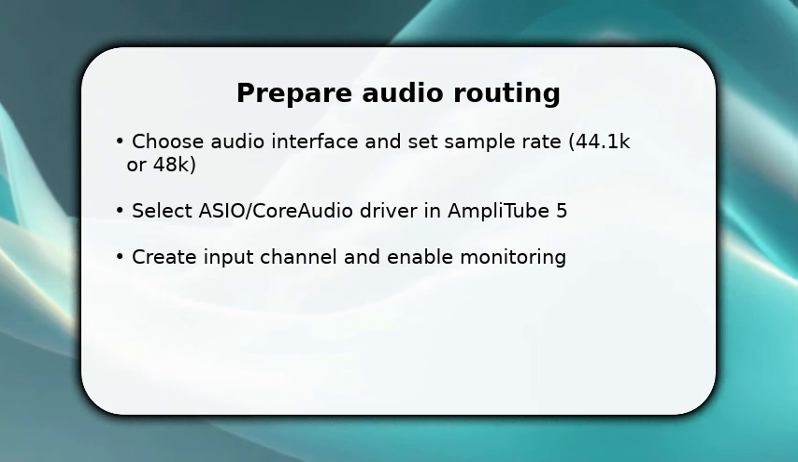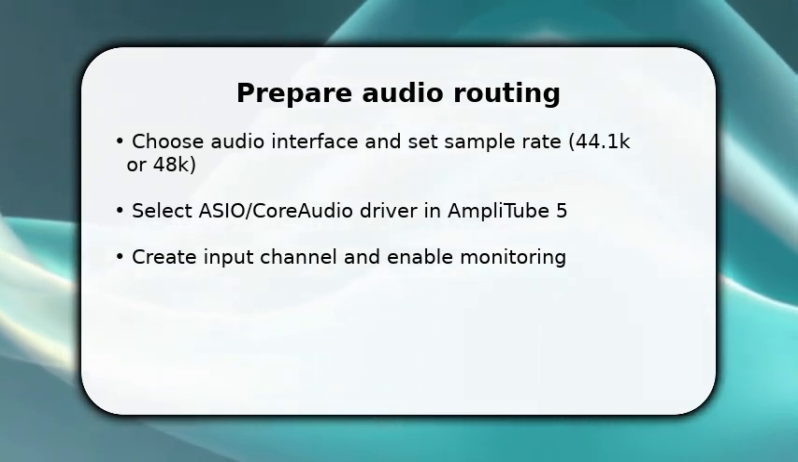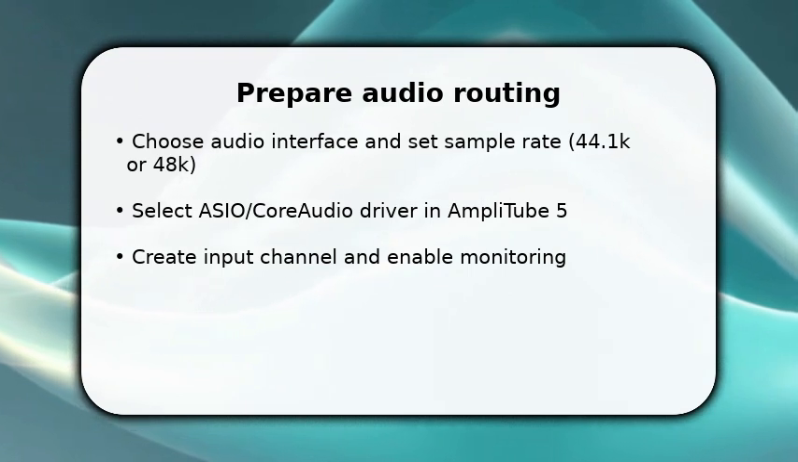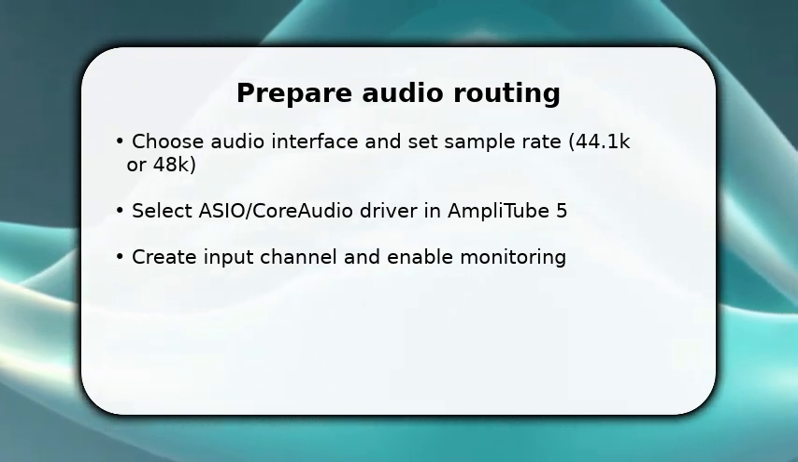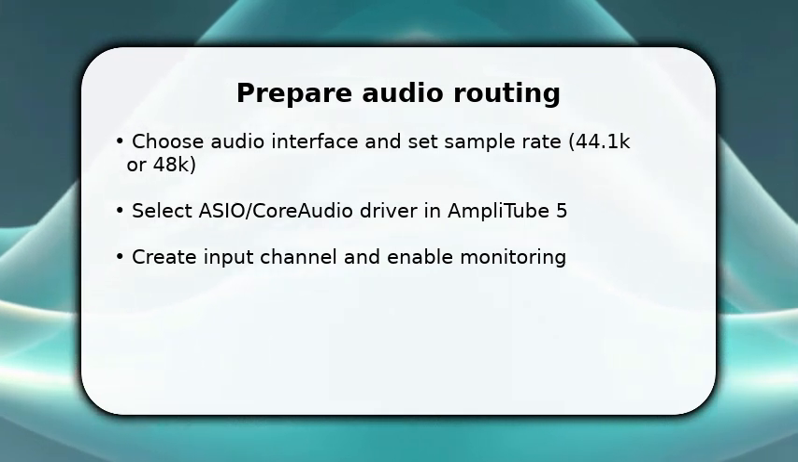Next, create a dedicated input channel inside Amplitube, enable input monitoring, and verify you see signal level on the meter. This early setup prevents clicks, mismatched rates, and ghost signals when you begin tracking.